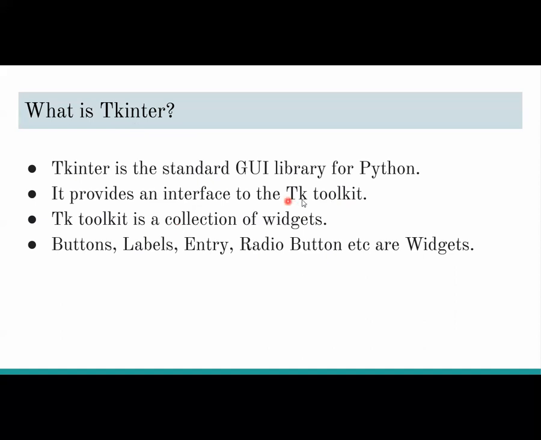What is there in the Tk toolkit? Obviously, it is a collection of widgets. Widget means what? Buttons, labels, entry, text, radio buttons, check boxes, message boxes, etc. These are all called widgets. If you want to use those widgets in your programming, then you have to take the help of an interface, and that interface is nothing but tkinter.